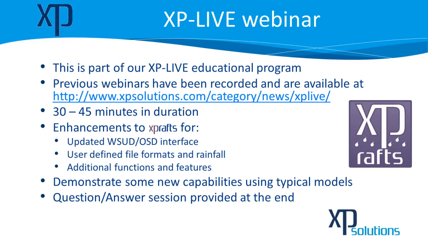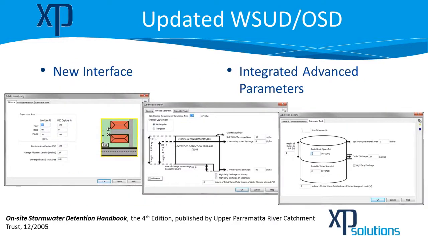So we've split this up into 3 sections. The first section being on the updated WSUD on-site detention interface. Then we'll look at some of the user-defined file formats and rainfall improvements that have been made, and mention a few additional functions and features at the end. We've got a couple of typical models which we'll use to demonstrate some of the new capabilities. So first, the updated WSUD OSD interface.